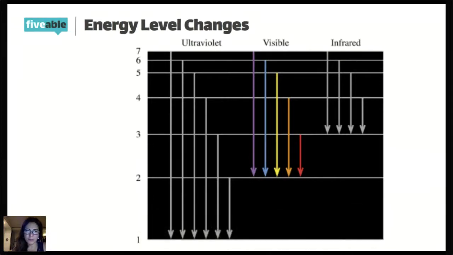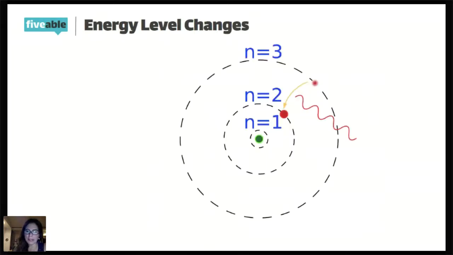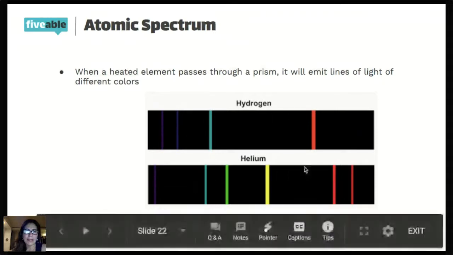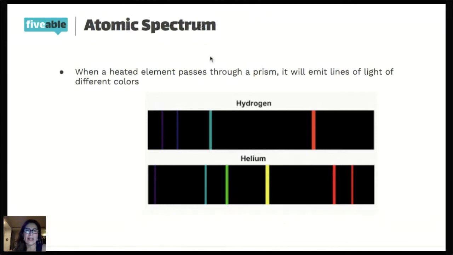So let's move on. Sorry. Okay. The application for this, for example, an atomic spectrum will be formed when you heat up an element in gaseous form and pass that through a prism, it will emit lights of different colors. Every single element of the periodic table has its own specific atomic spectrum. This acts like a fingerprint for the elements.